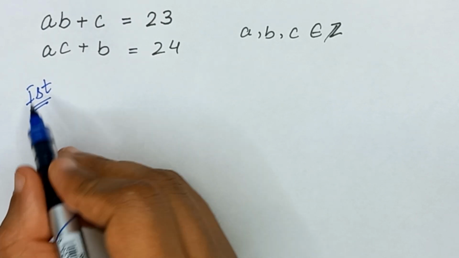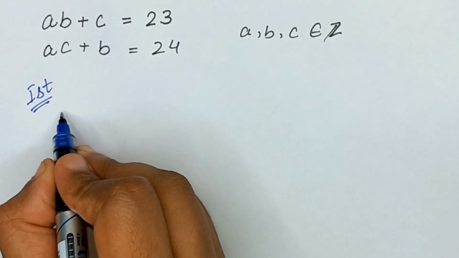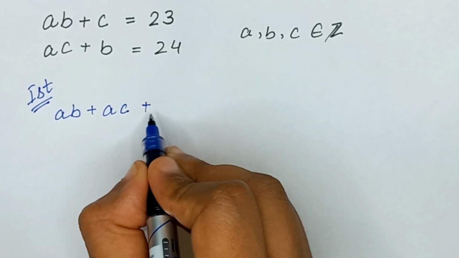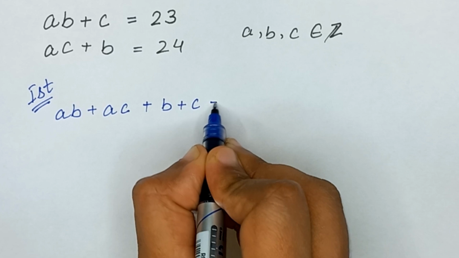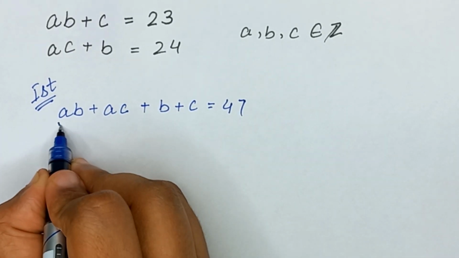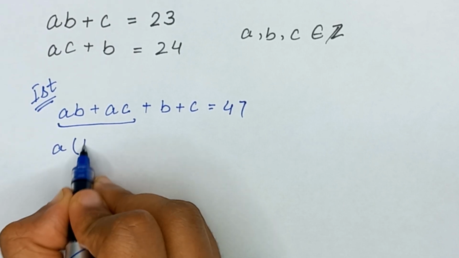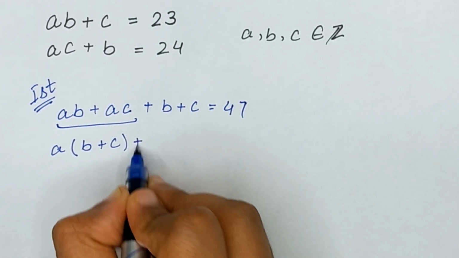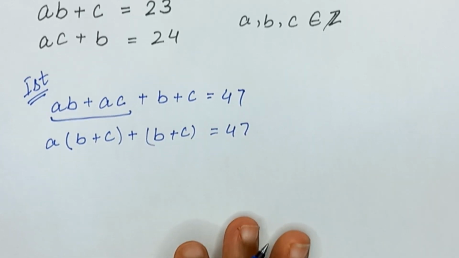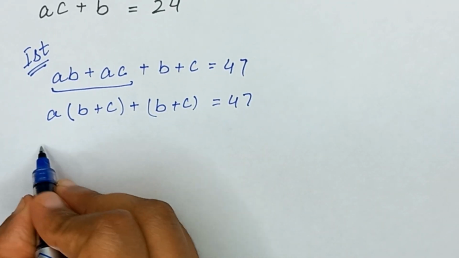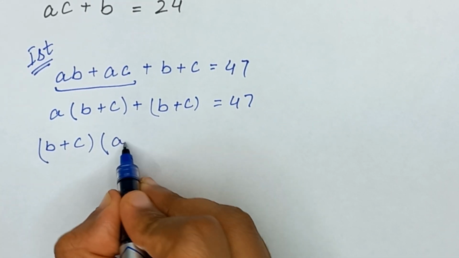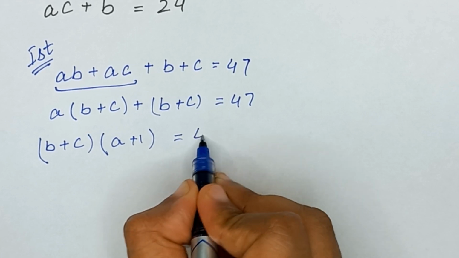Okay, now in the first method, I will add both equations. So it will be AB plus AC plus B plus C is equal to 24 plus 23, which is 47. From these two terms, A is common, so it will be A times (B plus C), and here we have B plus C is equal to 47. Now you can see that B plus C is a common factor, so it will be (B plus C) times (A plus 1) is equal to 47.